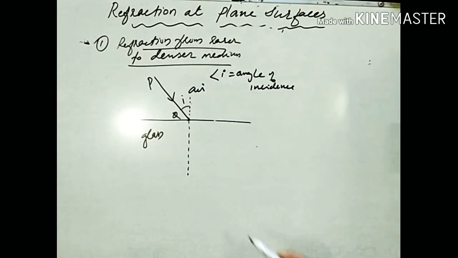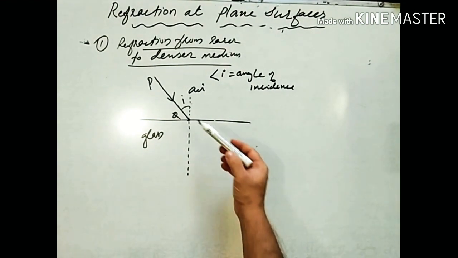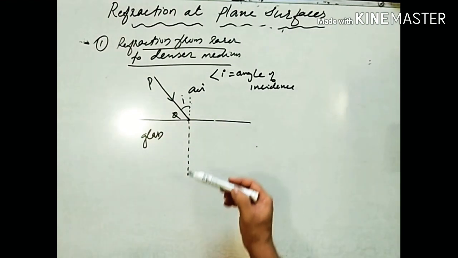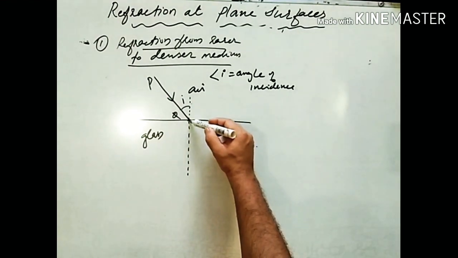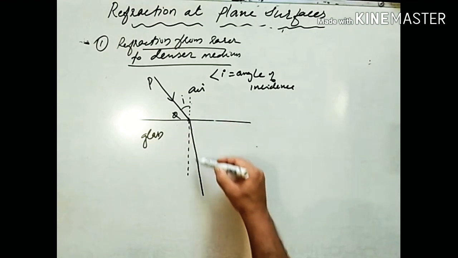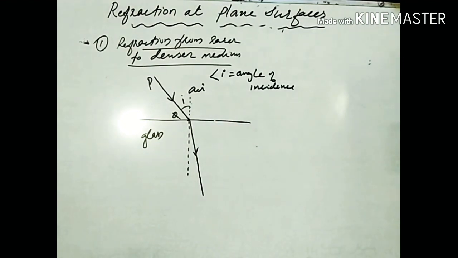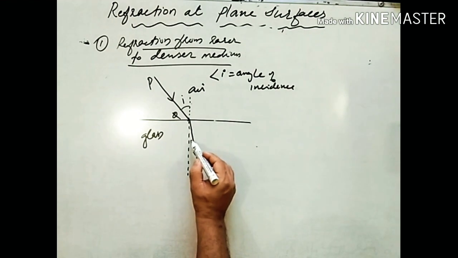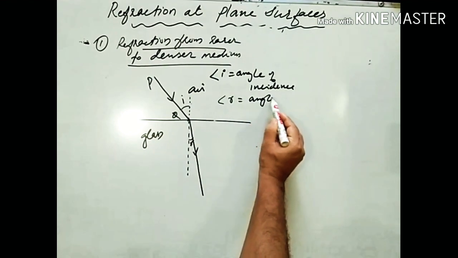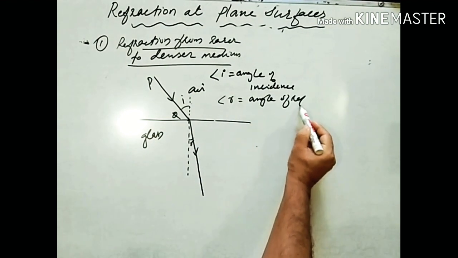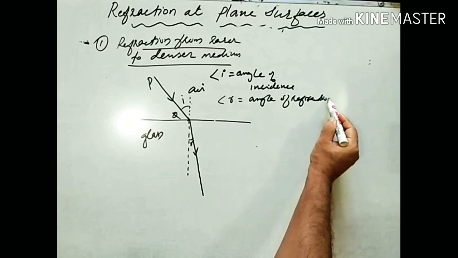So when a ray of light is about to enter from a rarer to a denser medium, it slows down, its speed decreases, and as a result, it bends slightly towards the normal. This angle I call the angle of refraction, angle r. Alright, these are the basic things, please understand it.